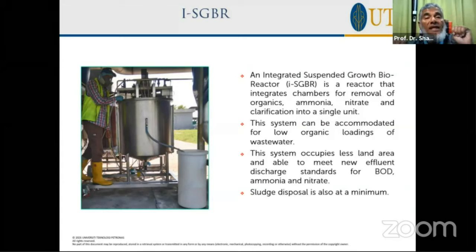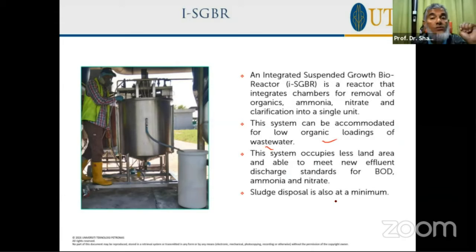It can be accommodated for low organic loadings of wastewater. It can occupy less land area to meet the new effluent standards for ammonia and nitrate, as well as sludge disposal. This reactor here is basically a prototype, not a pilot plant yet. We are going to have clients, so anybody interested to collaborate, please contact me. This is a pilot plant.